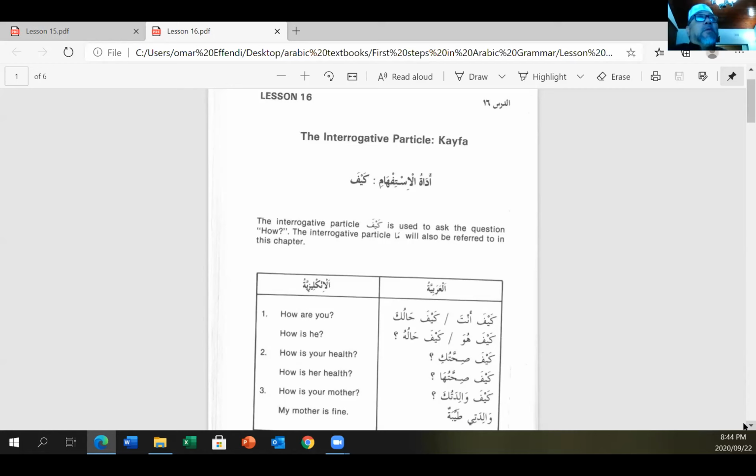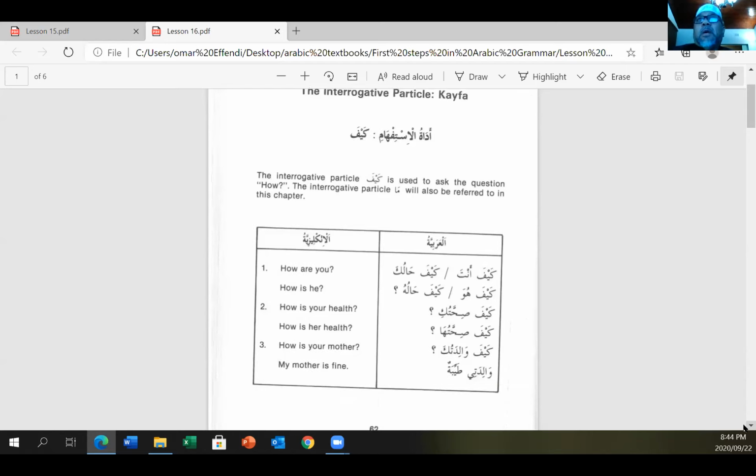Now we're going to go into more detail, specifically the interrogative particle kaifa, and I'm sure you'll easily latch onto this, because kaifa is a word that we always use, or that is commonly used. Kaifa means or refers to how. Man means who, and ma means what. Now we come to kaifa. The interrogative particle kaifa is used to ask the question how. The interrogative particle ma will also be referred to in this chapter. So it will come to who and what. Righto, so we go on.